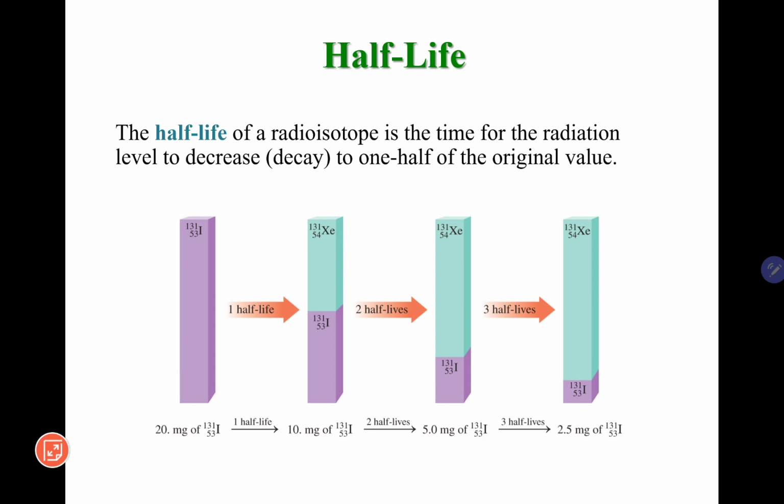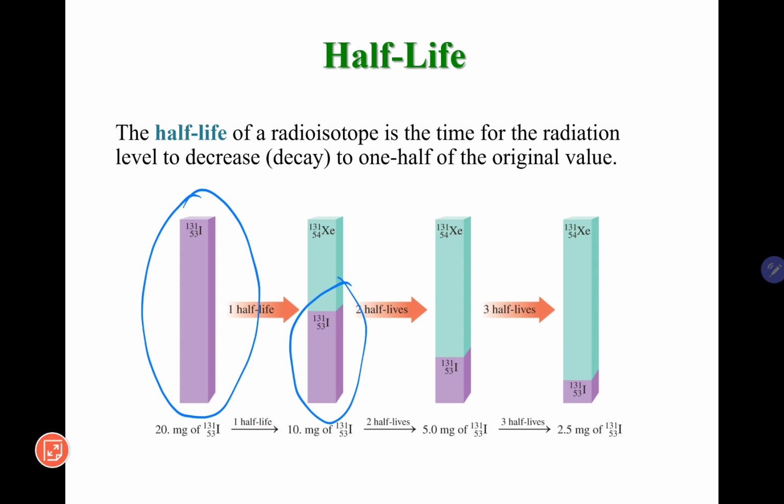So basically, if you have an X amount of radioactive isotope, it will become half of that amount in a certain time because of radioactive decay, right? So half-life is the time it takes to reduce the radioactive isotope population by half. Let's say you have 20 milligrams. In this example, I have a radioactive isotope, iodine-131, 20 milligrams of it. After one half-life, you only have half of the radioactive iodine-131, which means 10 milligrams.